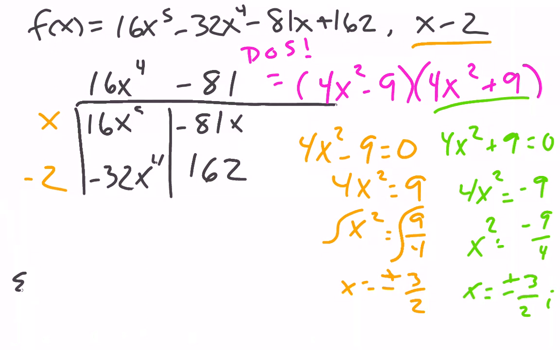So this gives me all 5 of my roots. I have my original root of 2. I have positive and negative 3 halves. And I have positive and negative 3 halves i.